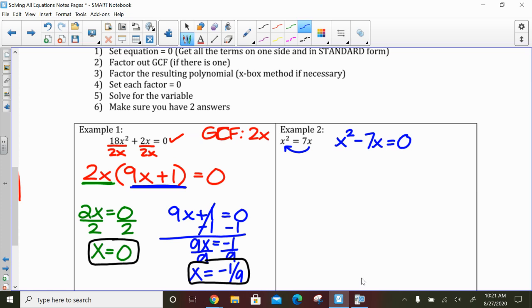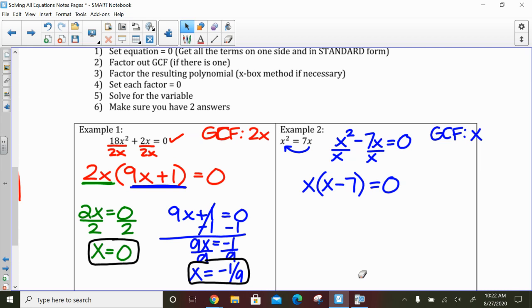Here, the only thing that they have in common is an X. There's just a 1 with the X squared, so there's no number that they have in common, but they have an X in common. So the GCF here is X, and I'm going to divide by X. The X goes on the outside, X squared divided by X leaves me with X, and 7X divided by X just leaves me with the minus 7, equals 0.